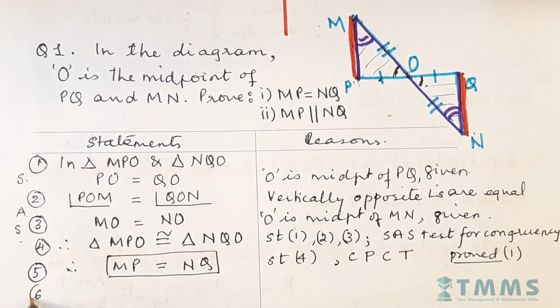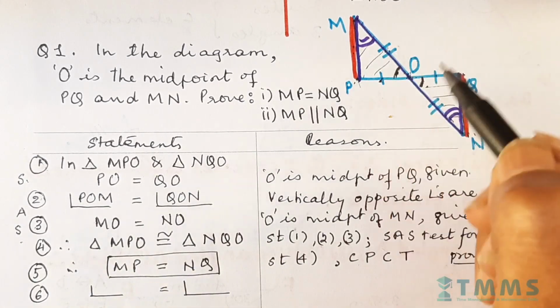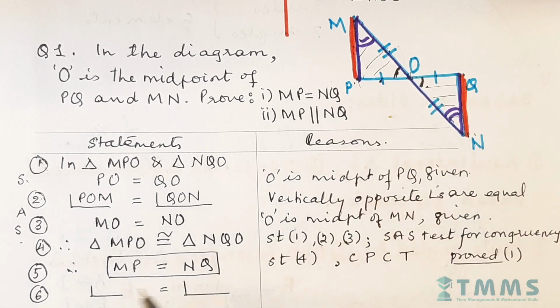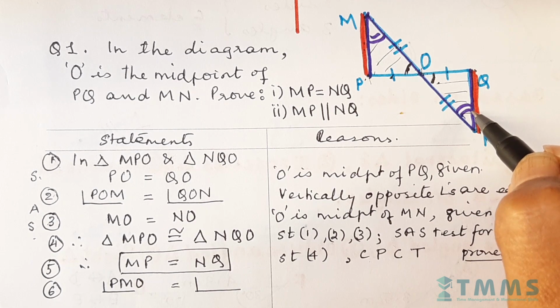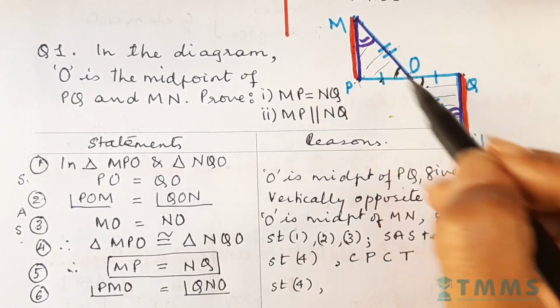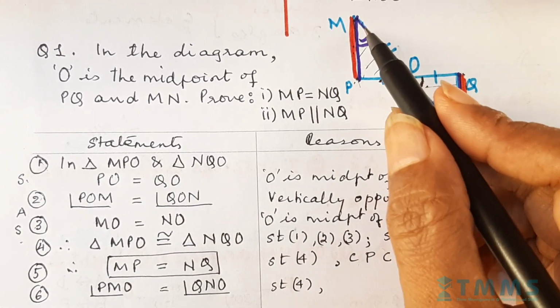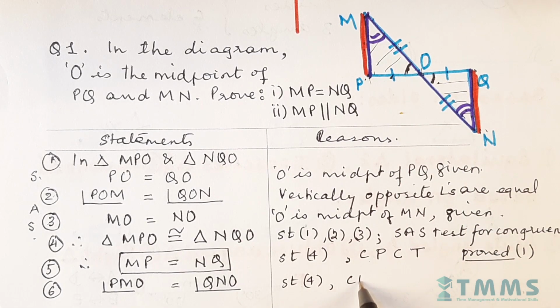So we will write number 6: angle, this angle. Which one is this? PMO. And it is equal to this one, which will be QNO. And why do I say this? Because of statement 4. And again, they are corresponding parts of congruent triangles. These two triangles are congruent. So this one and this one, they are the corresponding parts. So I'll say CPCT. And therefore, number 7, they are alternate angles.